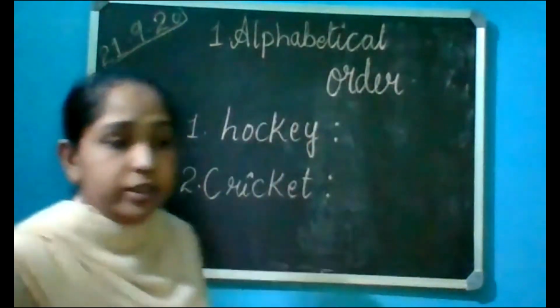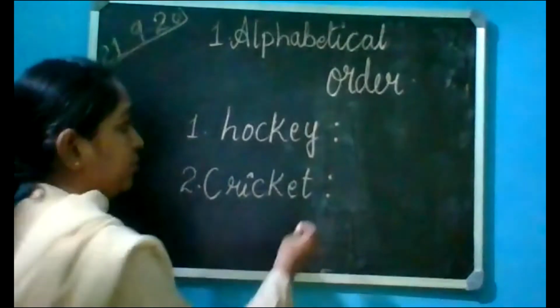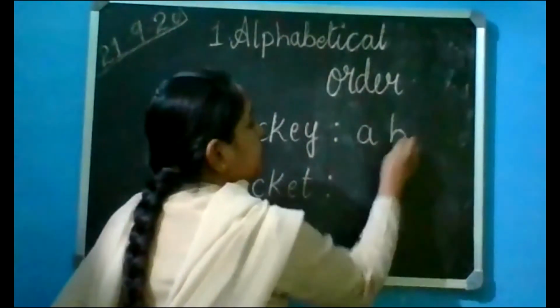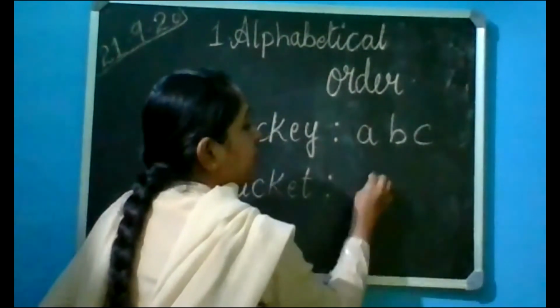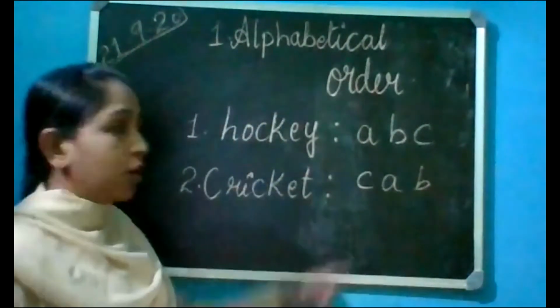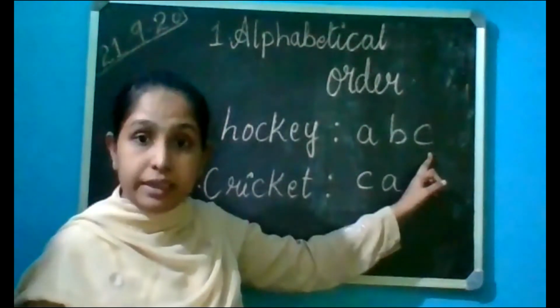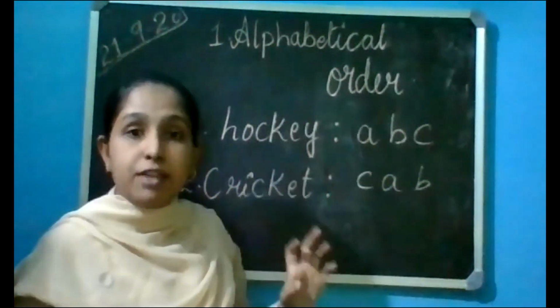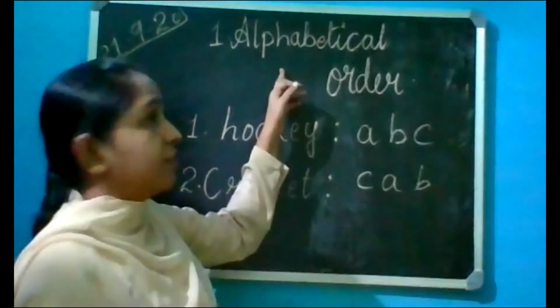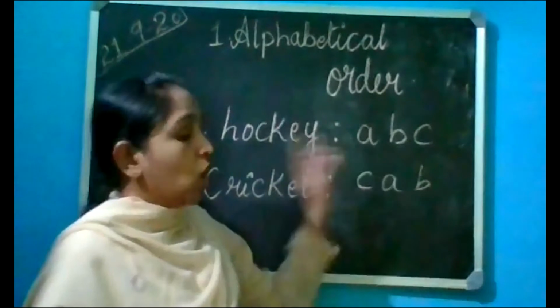This order follows one pattern of writing, that is A, B, C. We never write in any other way. We always start writing with A, B, C, D. So this order of writing the alphabets is called alphabetical order. This is our first chapter in the grammar book, that is alphabetical order.